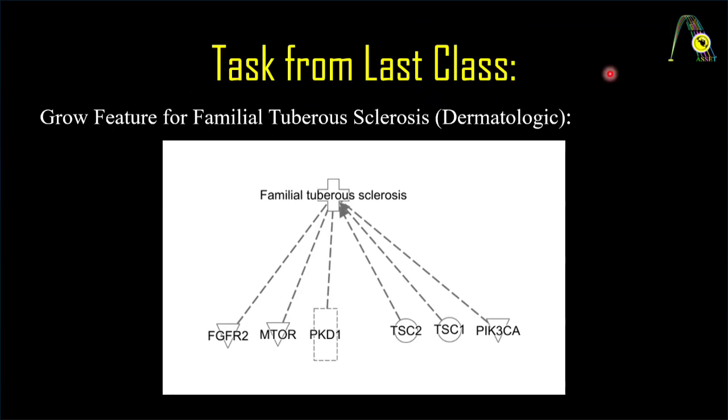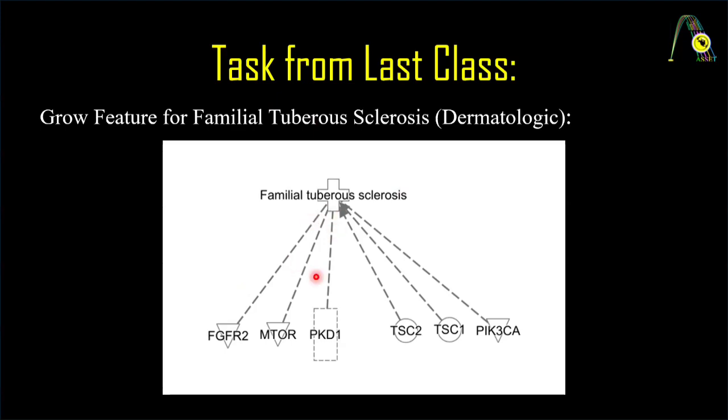So before we delve more into it, we'll just review the task from the last session. If you remember from our last session, I did ask you to use the grow feature to grow familial tuberous sclerosis, which is a genetic condition that leads to skin and systemic findings, and specify that for dermatologic disease. So if you went ahead and did that, you should have gotten something that looks like this.